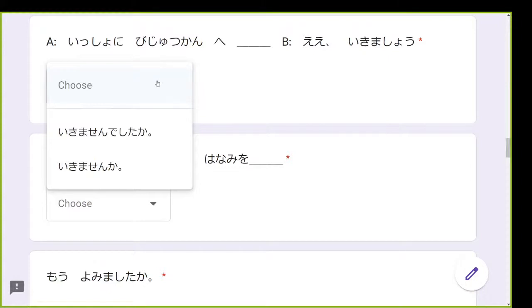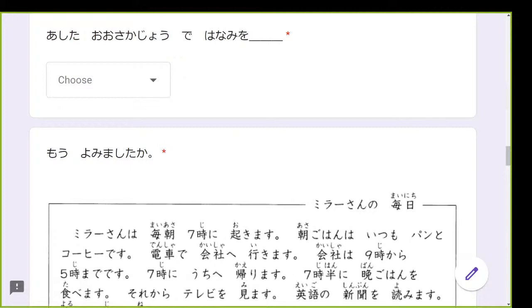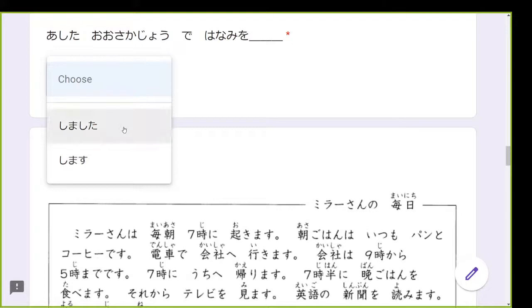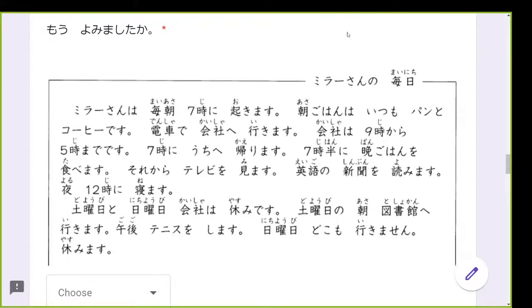一緒に美術館へ行きませんか？行きましょう。Okay, it's an invitation. 行きませんか？Good. Next one, let's have Lee-san. 明日、大阪城で花見をします。Okay, very good because it will happen tomorrow. Very good, yoku dekimashita. So let's read this story here. Let's have Jerome. Please read the whole story.